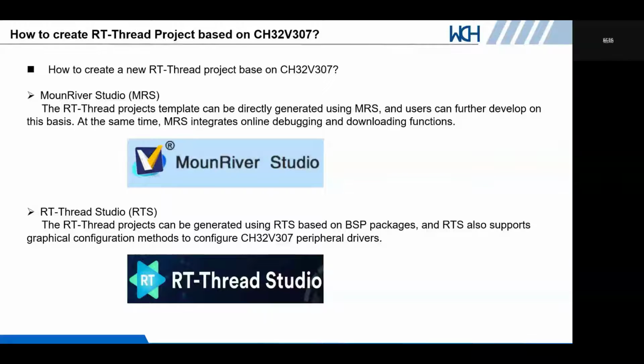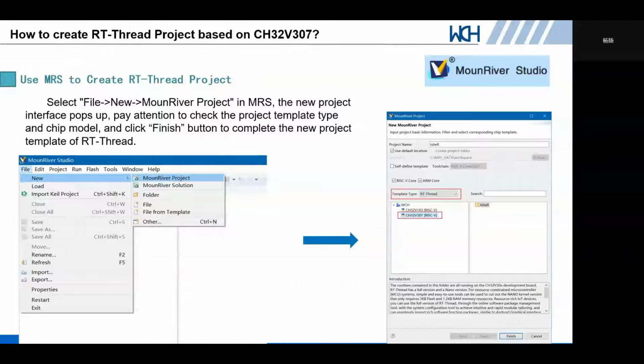WCH has entered into a partnership with RT-Thread to promote more applications in the RISC-V ecosystem. Now I will introduce how to create a new RT-Thread project based on CH32V307 through MounRiver Studio and RT-Thread Studio. First, I will introduce how to create a new project based on V307 by using MounRiver Studio.